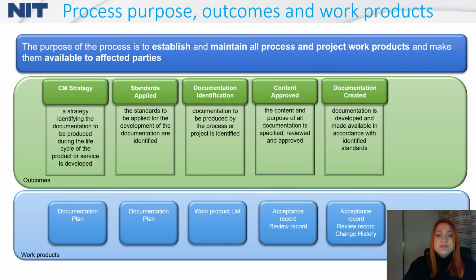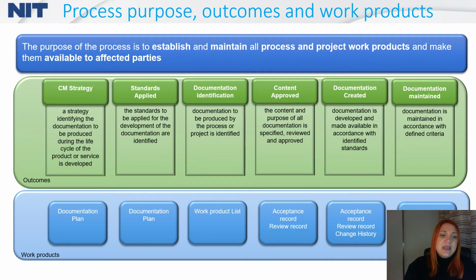Then there is an outcome which is saying that documentation is developed and made available in accordance with identified standards. It means that each document created on the project must follow those standards defined by the previous outcome. And in the end, the documentation on the project must be maintained with defined criteria. You can see that basically the configuration management system, or this process, is describing all kinds of configuration items which are going through some kind of identification, application of the standard, the content approval, documentation maintenance, and similar.